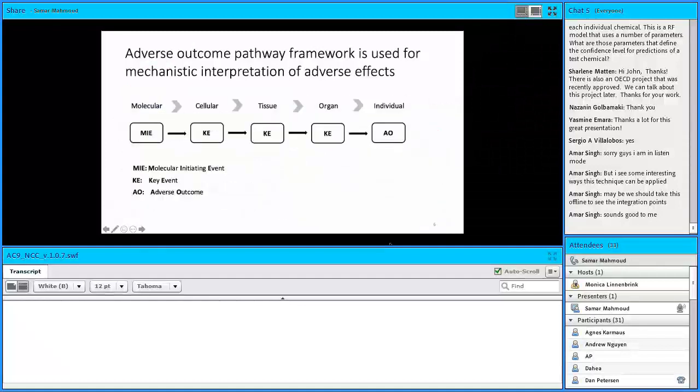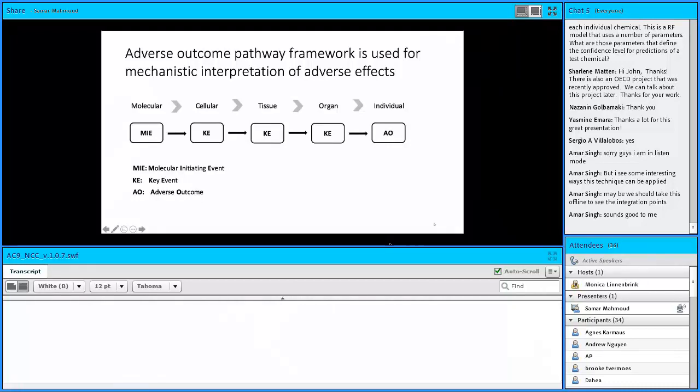But to really understand how toxicity is triggered at the molecular level, we need to better understand the biological perturbation within the cells. And a good framework to describe this is the adverse outcome pathway, which is a series of events starting from perturbation at the molecular level and represented as the molecular initiating event, which progresses in a cascade of events that escalates from cellular to tissue and ultimately to the in vivo or individual and even the population level.